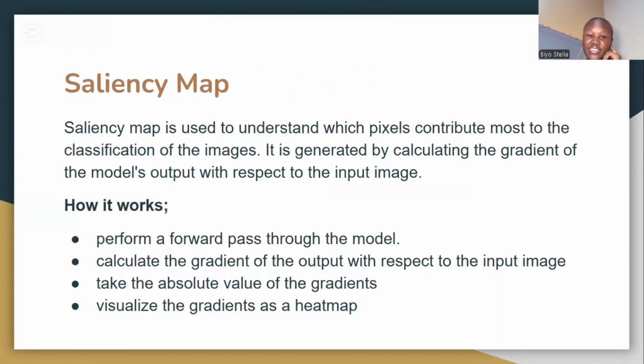And then we go to the saliency map. The saliency map is used to understand which pixels contribute most to the classification of the images. It's generated by calculating the gradient of the model's output with respect to the input image. Let's go straight to the outputs of the saliency map.